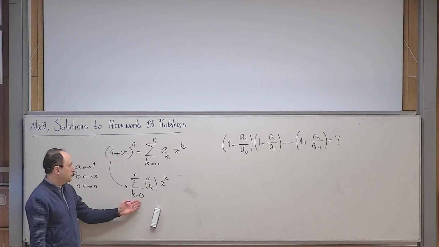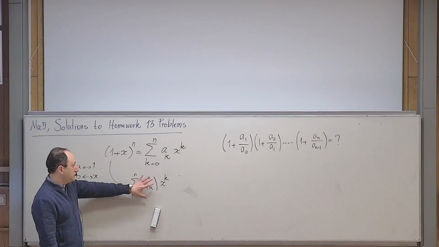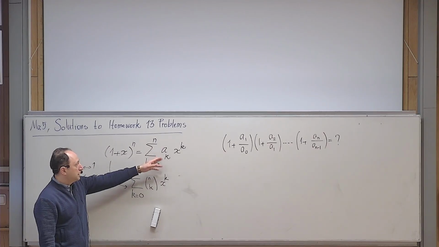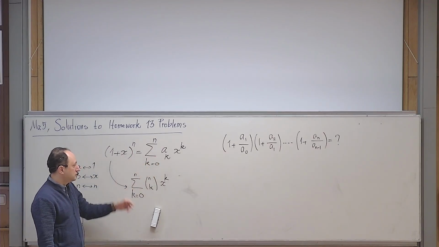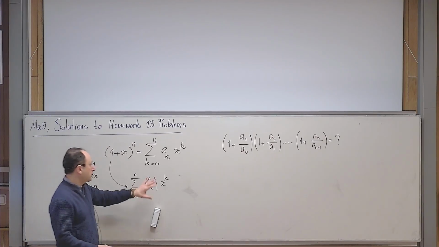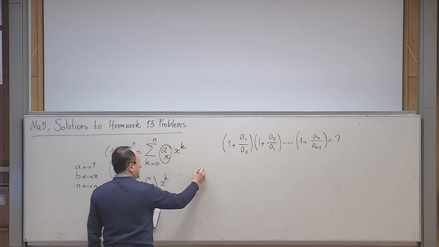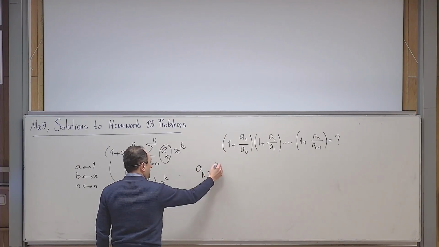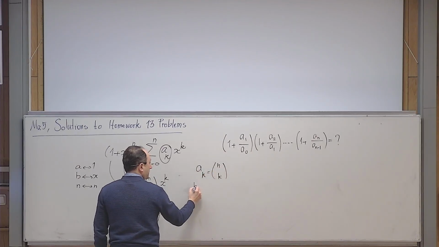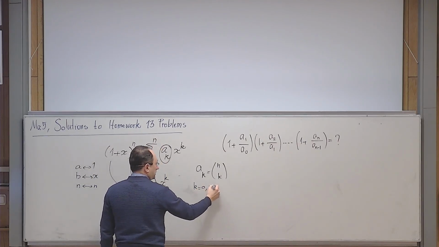And then if you compare this one, you can read what a sub k is. Because if this is a polynomial of degree n, and that's also a polynomial of degree n, and they are supposed to be identical, it means that the coefficients should be correspondingly the same. So by comparing this with that, I will understand that a sub k is what? N choose k, for which values of k? For all values of k relevant here: k equals 0, 1, 2, up to n.